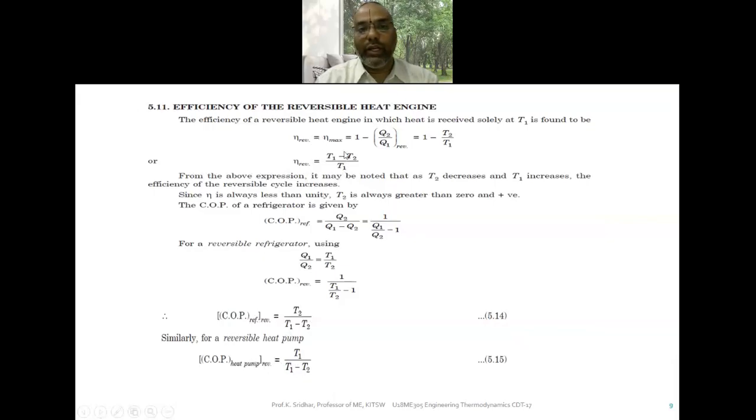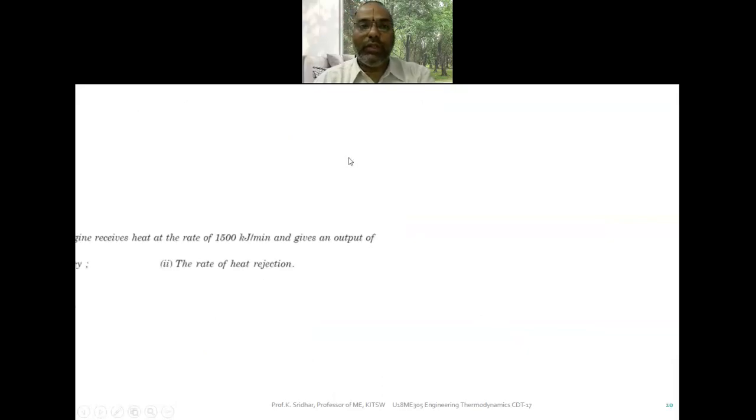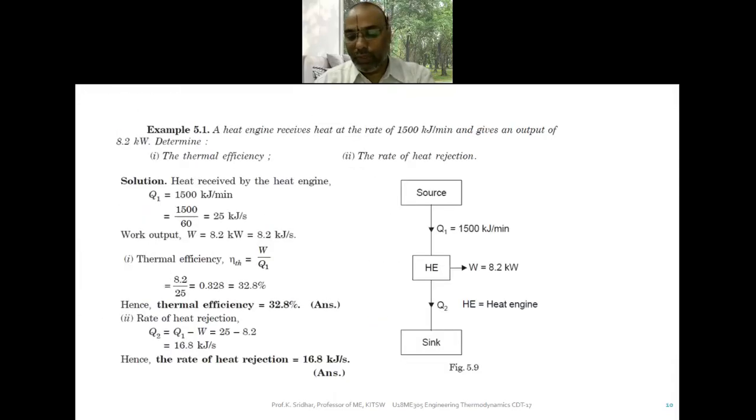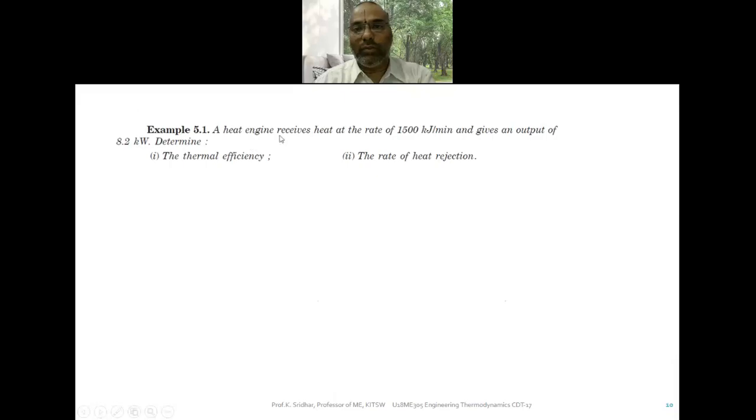Similarly, efficiency of the heat engine, T1 minus T2 by T1, can be written as 1 by T1 by T1 minus T2, that is 1 by COP of the heat pump. So these are the very, very important relationships between the heat pump and refrigerator COP, and COP of the heat pump and efficiency of the heat engine. With these important concepts, several questions were asked based on this. So let us see one problem on these important concepts.